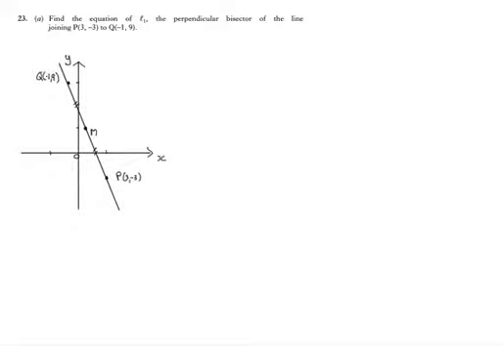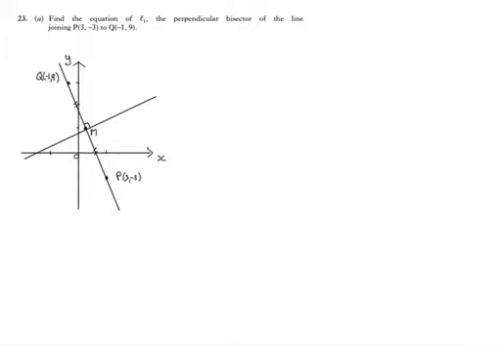And the line is perpendicular, so roughly there, where that's a right angle. So there's the perpendicular bisector of the line joining P to Q. So that's a pretty good diagram to get going with. So let's have a look at what we would do to find the equation of this perpendicular bisector.